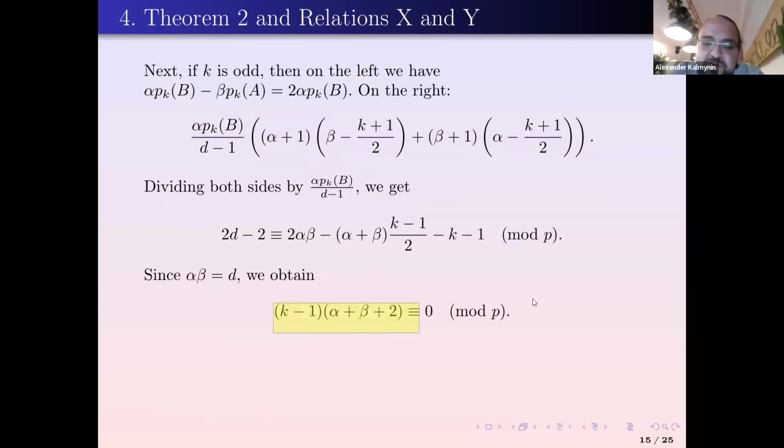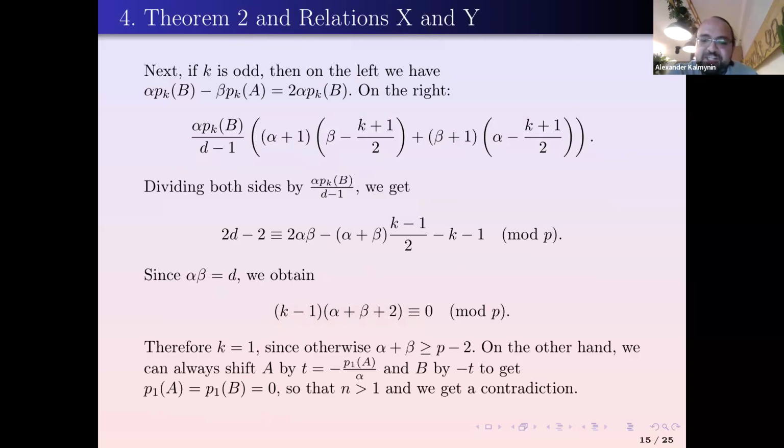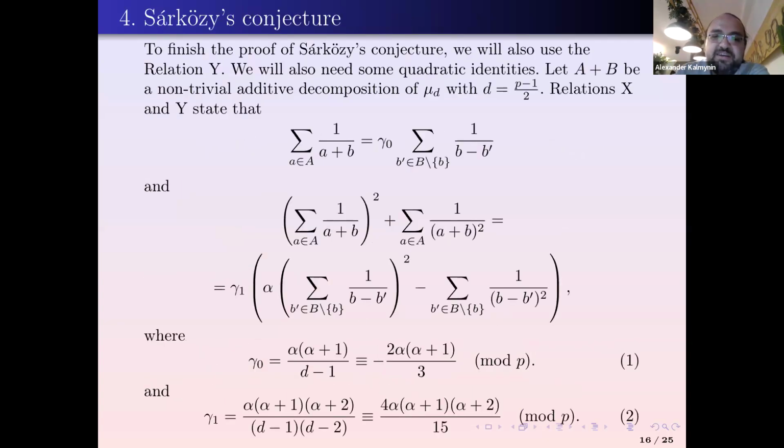So you should understand that alpha and beta are kind of small compared to p. So this alpha plus beta plus 2 cannot be divisible by p. But k minus 1 can. It can only if k is equal to 1. But we can easily eliminate this case because we can shift our sets so that the average becomes 0. So when we shift, we get k greater than 1, and then we get a contradiction. So this manipulation with exact formulas concludes the proof of theorem 2. Theorem 3, which is Charcot's conjecture, is much harder. So you need to utilize relation y.